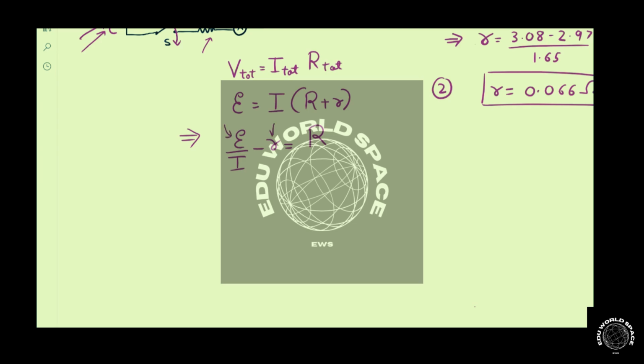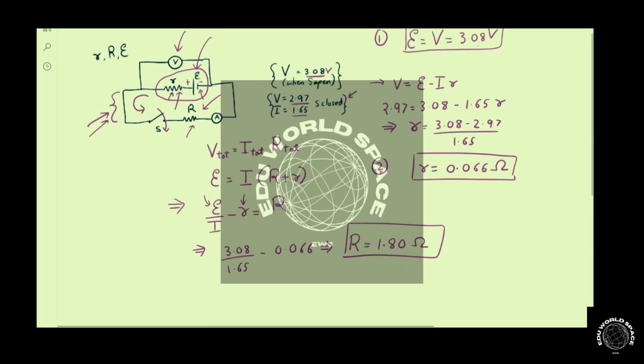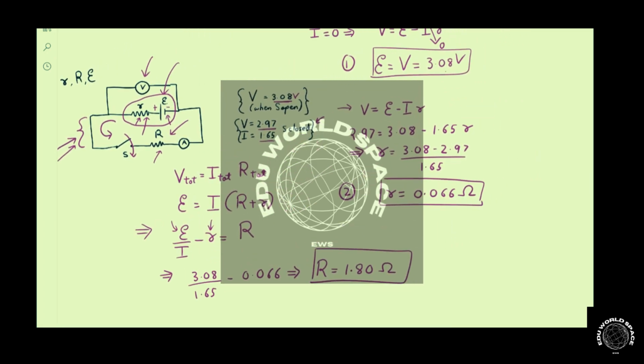We calculated all these quantities in the previous two parts of the problem, so we will substitute them. 3.08 divided by the current flowing, 1.65, minus 0.066. So this gives us that R, with some little algebra, will get to be 1.80 ohms. So with the help of Ohm's law, we have calculated the value of the resistance of the resistor, the internal resistance, and the EMF.